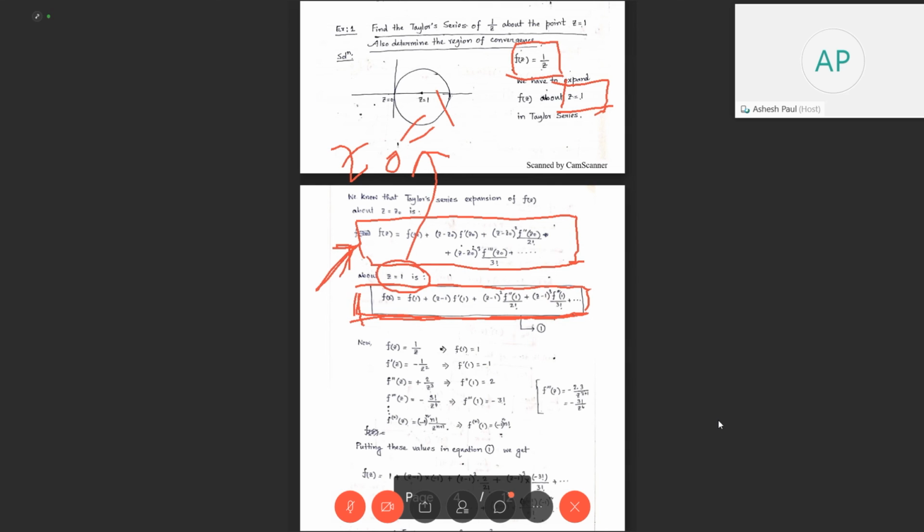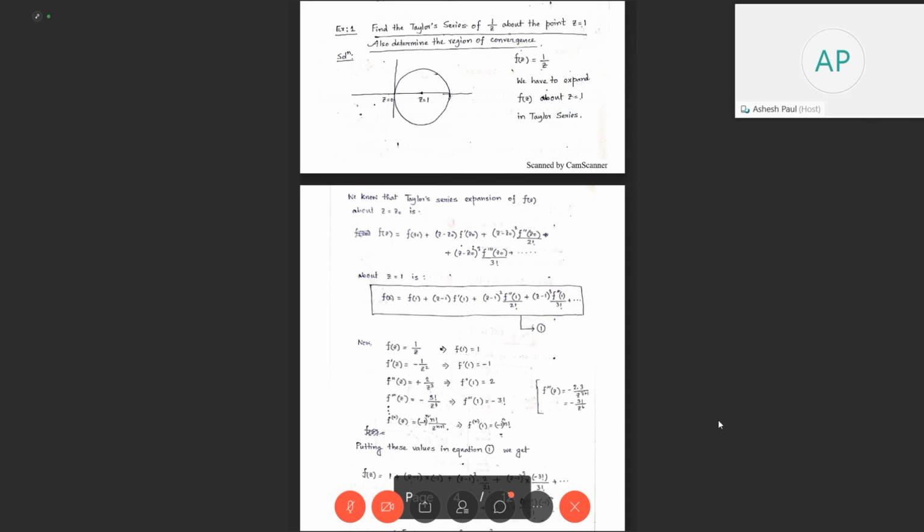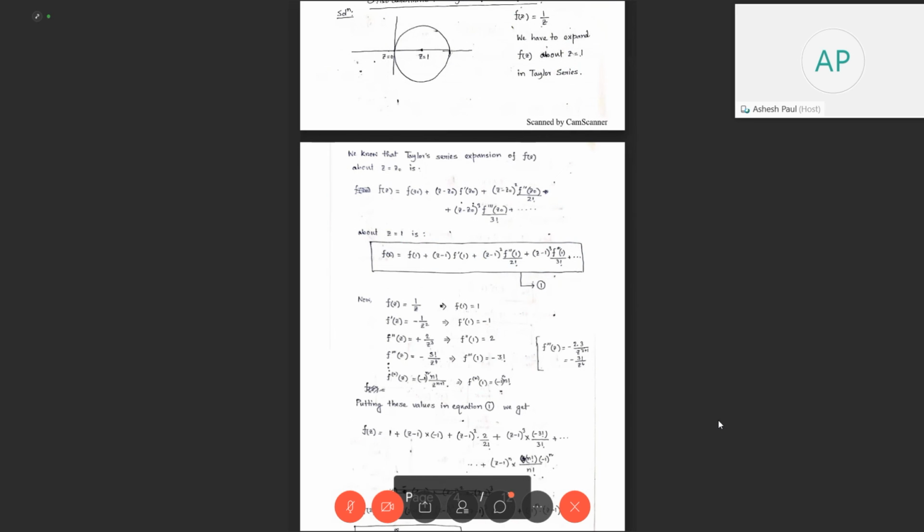Now, what are the unknown points here? The unknowns are f(1), f dash (1), and f double dash (1) by factorial 2. We have to find these values. We know the function f(z). The function f(z) is given: it is 1 by z. So the value of f(1) is 1.